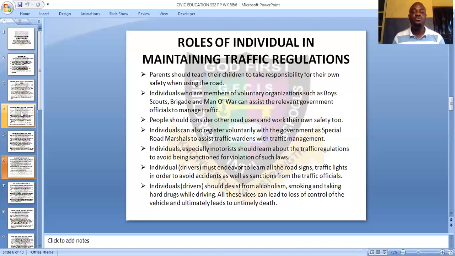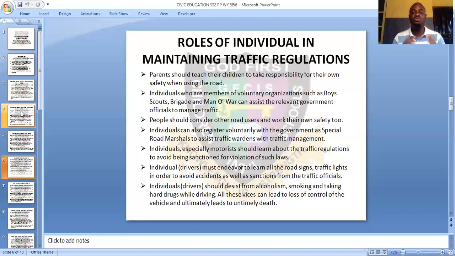That is, you as an individual who loves to help the community can register with the government as special road marshals, and when you're certified, at your own leisure time you can come out to direct the traffic at your junction, on that particular highway close to your house, and many more. Another one is individuals, especially motorists, should learn about the traffic regulations so as to avoid being sanctioned for violation of such laws.